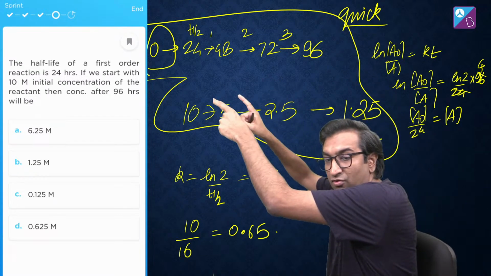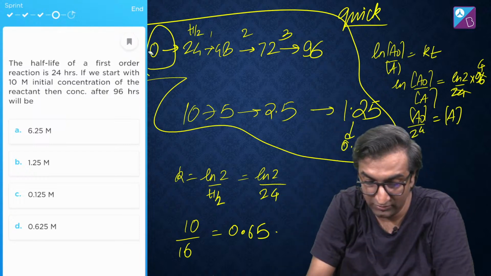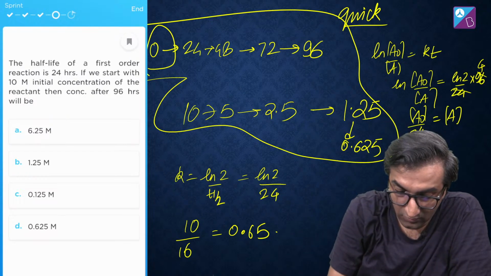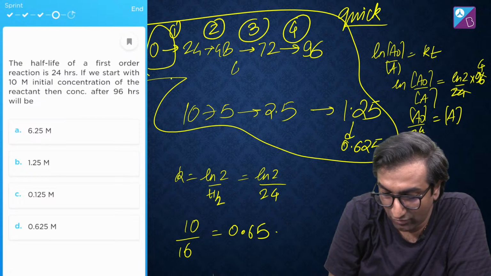First half life is 24, then second is 48, then third is 72, then fourth is 96. So it is not 3, it is actually 1, 2, 3, 4. So there are 4 half lives.